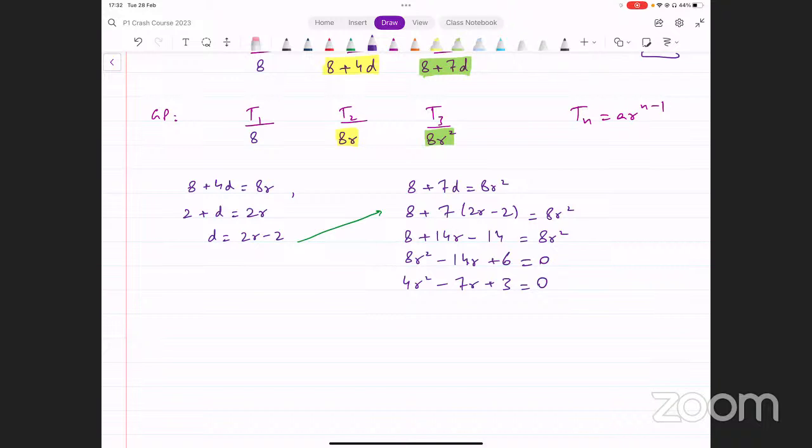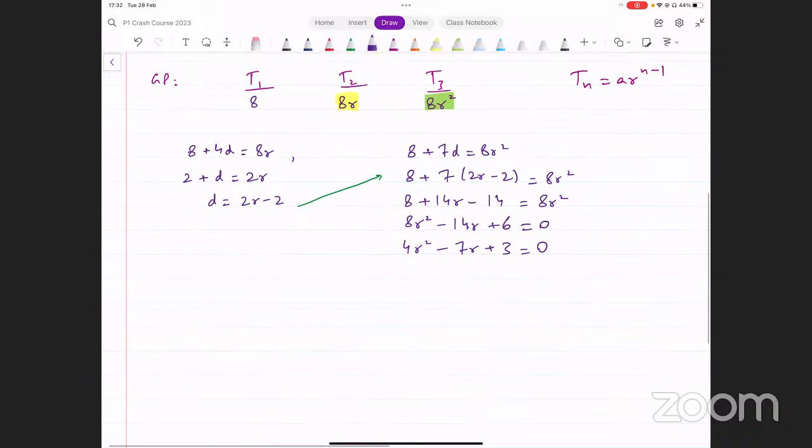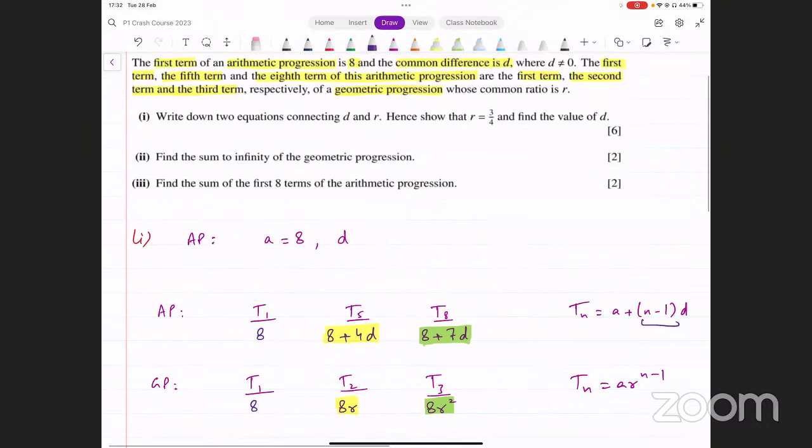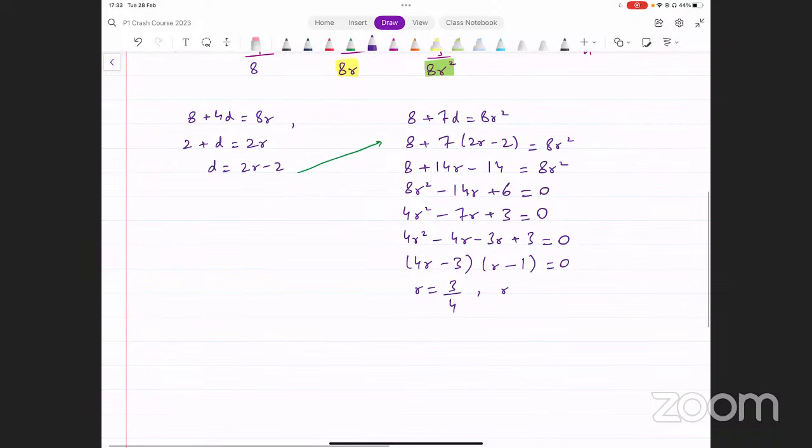Now, can we do the middle term breaking now? 4 times 3, that is 12. We could get 12 by 4 and 3. Yeah. So we could factorize this. We could say this is 4r squared minus 4r minus 3r plus 3 equal to 0. We get two factors from that, 4r minus 3 and r minus 1. That means either r equals 3 over 4 or r equals 1.